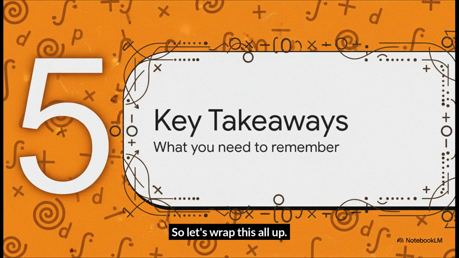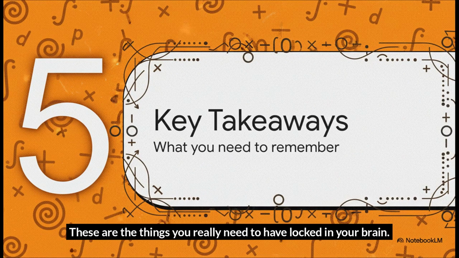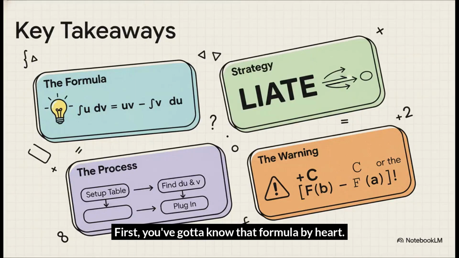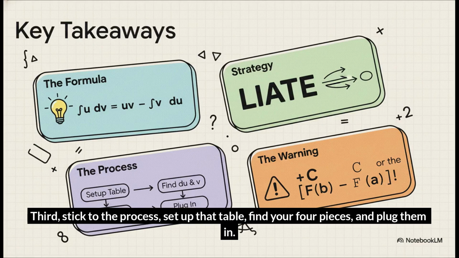Okay, so let's wrap this all up. We've covered a lot of ground, so let's boil it all down to the absolute key takeaways. These are the things you really need to have locked in your brain. First, you've got to know that formula by heart. Second, your strategy is always LIATE for picking u. Third, stick to the process. Set up that table, find your 4 pieces, and plug them in.